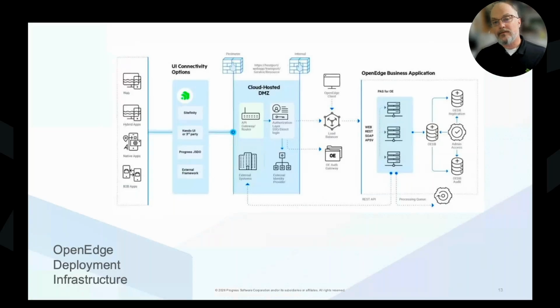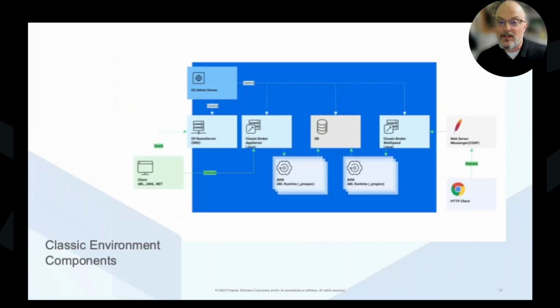One idea or one landscape or layout of what a PAS deployment could look like might be something similar to this, where on the far right you have all your internal business logic and your data, and as you work your way out to the left, out to your clients, you have the DMZ area, which is going to proxy your external requests inward towards your OpenEdge services, and of course all your different clients who consume your services.